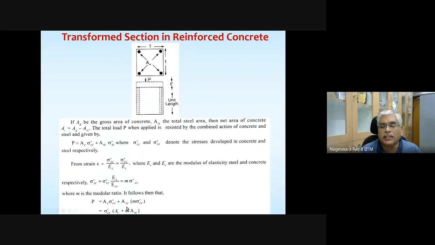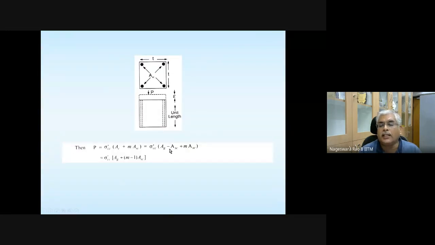Okay. So this equation, if you want to take care of that, is written in this manner. The previous equation, P is equal to sigma Cc prime AC plus M times ASC. This is equivalent area of concrete. Okay. Equivalent area of concrete.